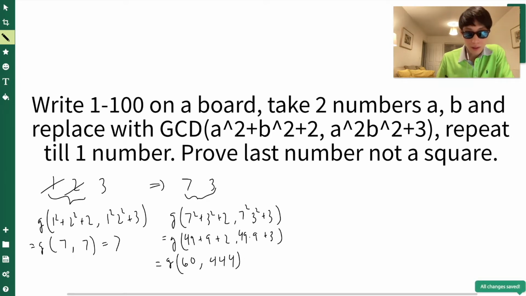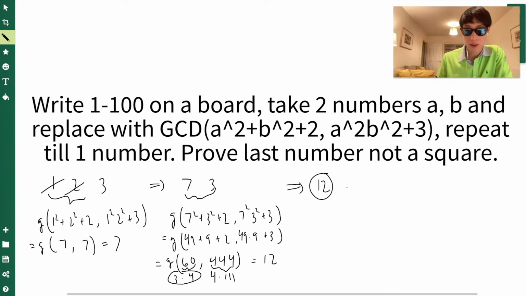I know in this one I have a factor of 3, and I also have a factor of 4. And in this one, I of course have a factor of 4. This is going to be times 1, 1, 1. And this, of course, is divisible by 3, since the sum of the digits is 3. So together, it's 3 times 4, which is 12. So my final remaining number is 12, and as you can see, not a square.